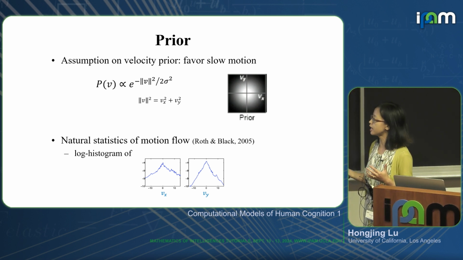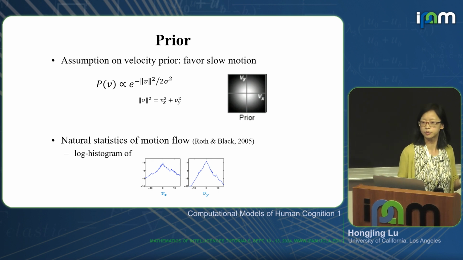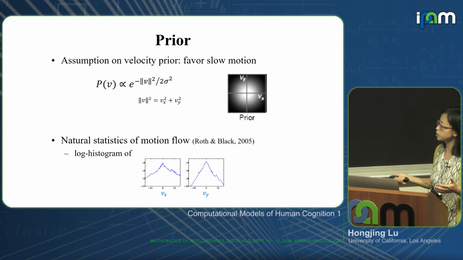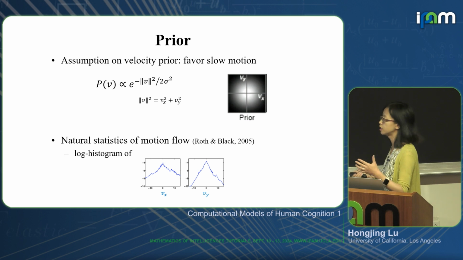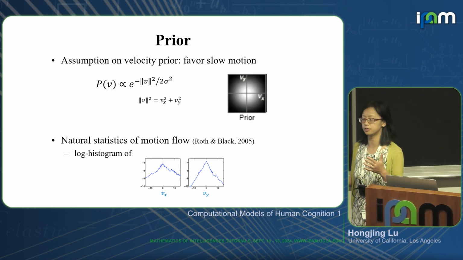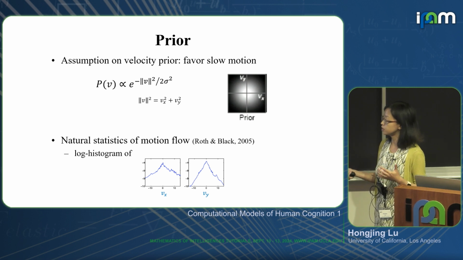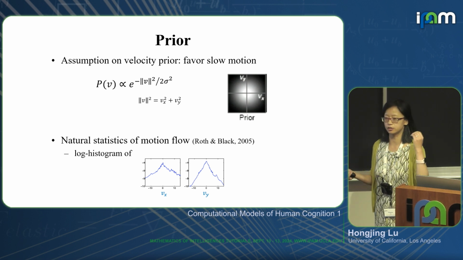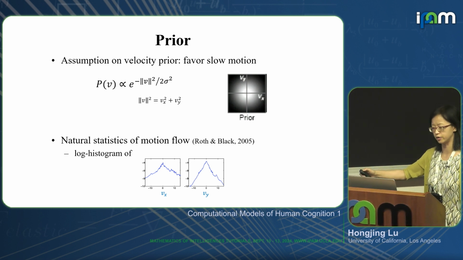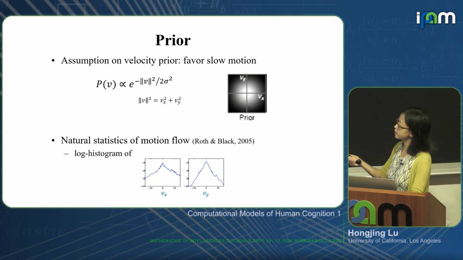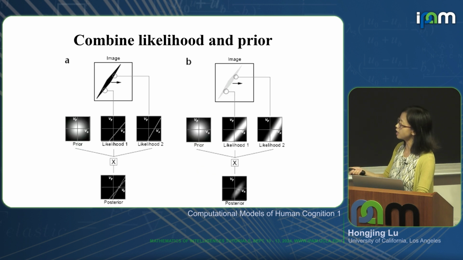The basic idea is that if you look at the world, currently in this room, most objects don't move. And there are natural statistics to back it up. From the computer vision literature, if you measure the natural statistics of movement, you get a very nice distribution centered at 0 for both the horizontal and the vertical velocity, with a heavy tail. So if you introduce this type of prior distribution over velocity, you can combine it with the likelihood.